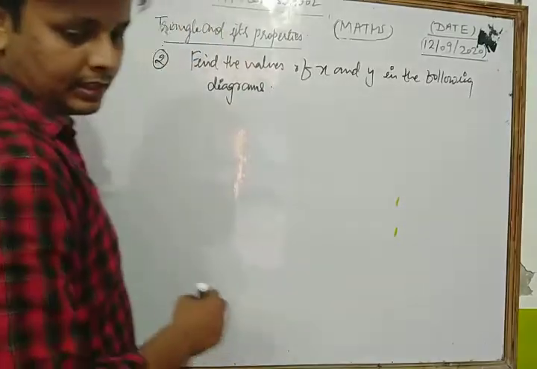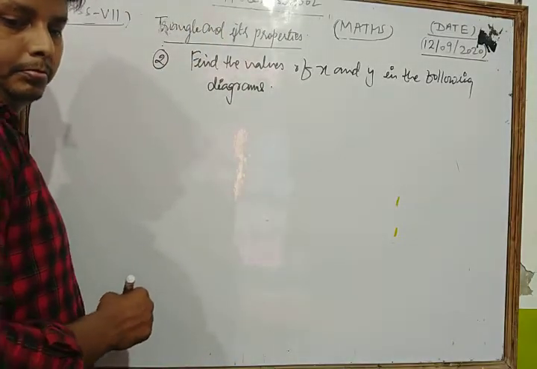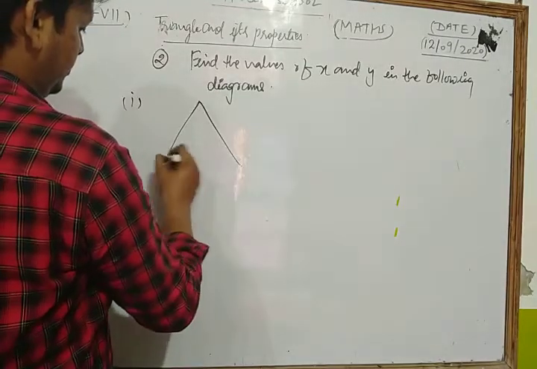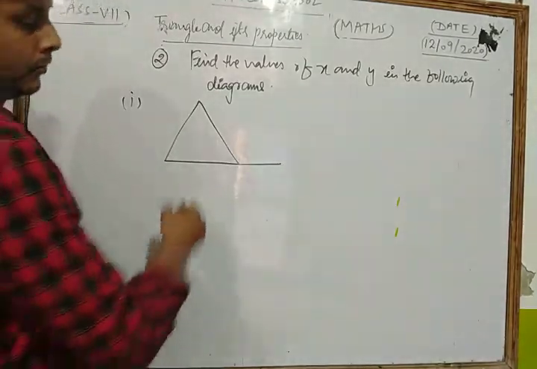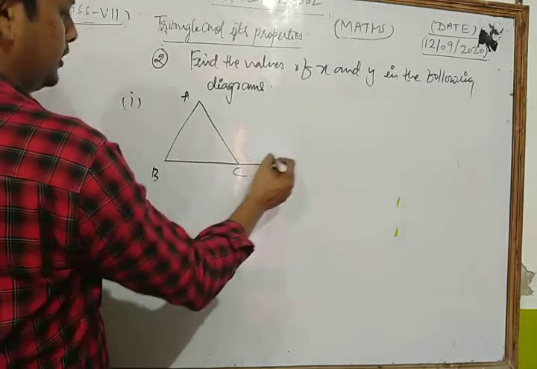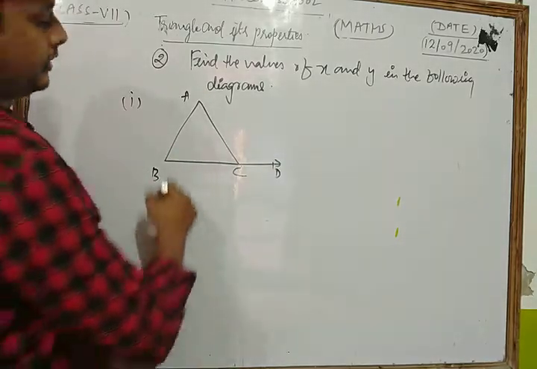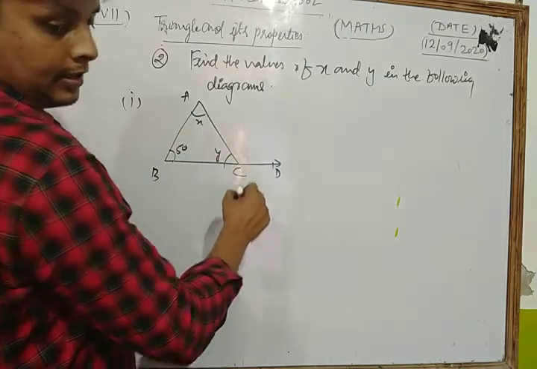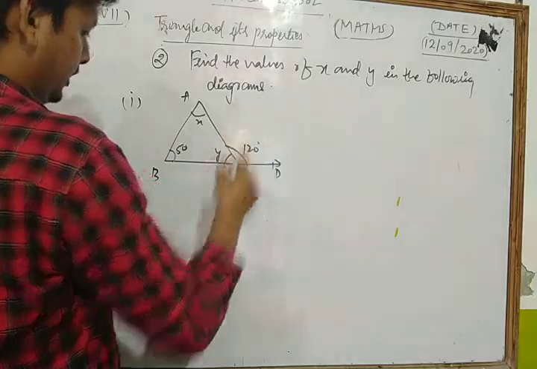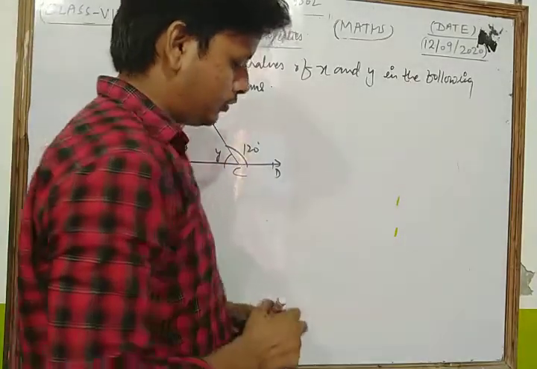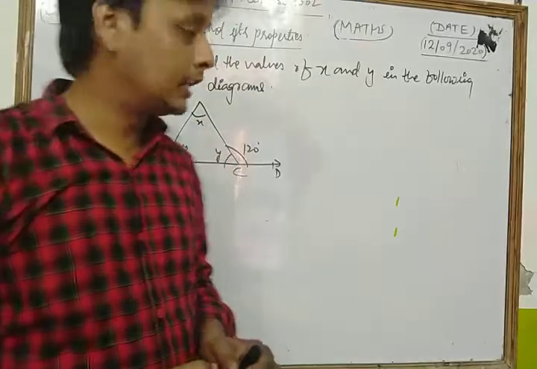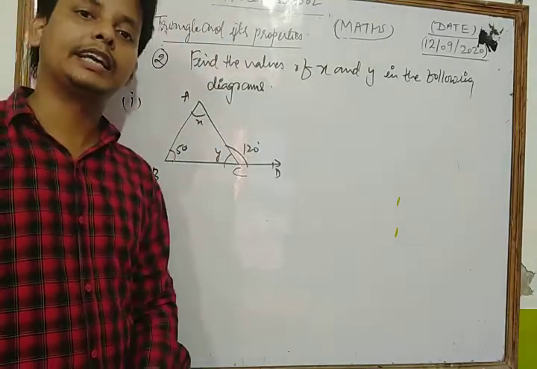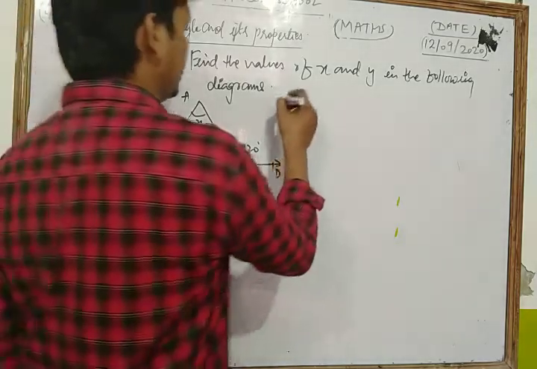And your first diagram is, let's see, we take the first part of this question. Suppose A, B, C and D, and this is x, 50, y, and that is equal to 120. Dear students, first of all, in this question we apply the exterior angle property. After that we apply the angle sum property of the triangle. Now let's see its solution.